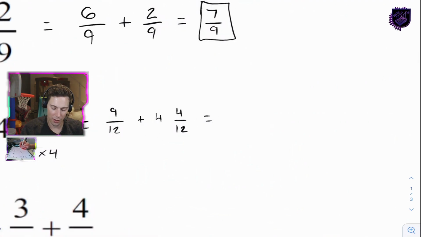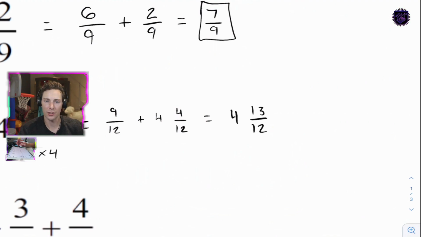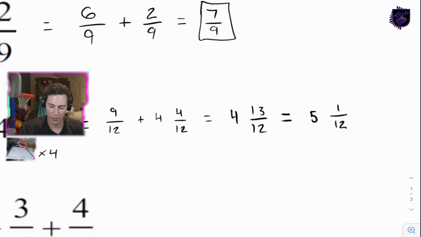This is going to be equal to our answer of 4 plus 9 is 13. 4 and 13/12. But now we have to simplify that fraction, that 13/12. So it'll be 5 and 1/12.